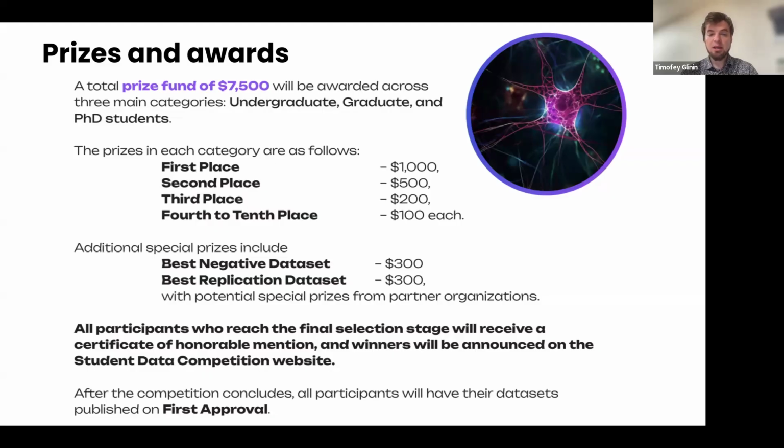Additional special prizes include best negative dataset, $300, and best replication dataset, $300, with potential special prizes from partners and organizations. All participants who reach the final selection stage will receive a certificate of honorable mention, and winners will be announced on the student data competition website. After the competition concludes, all participants will have their dataset published in a special collection on the first approval platform.